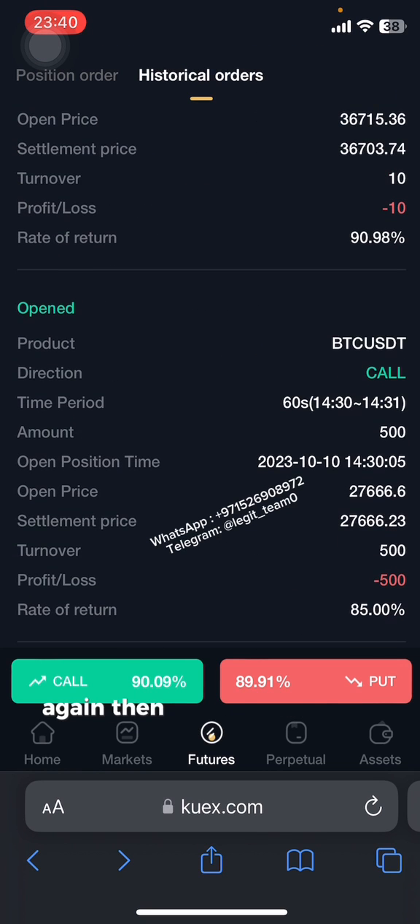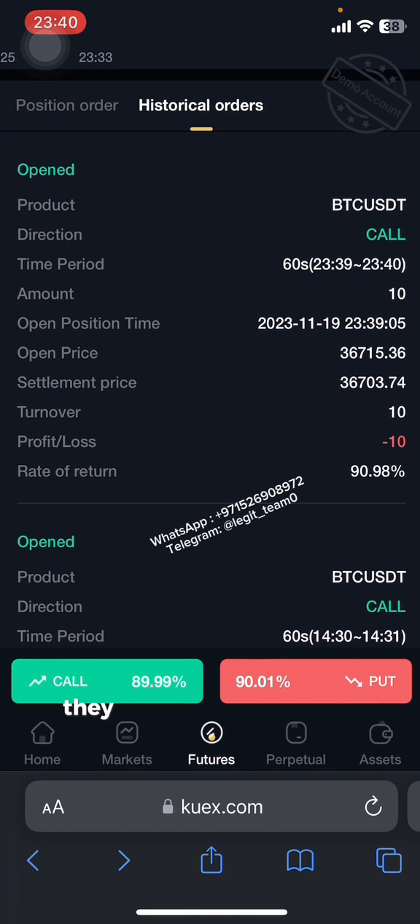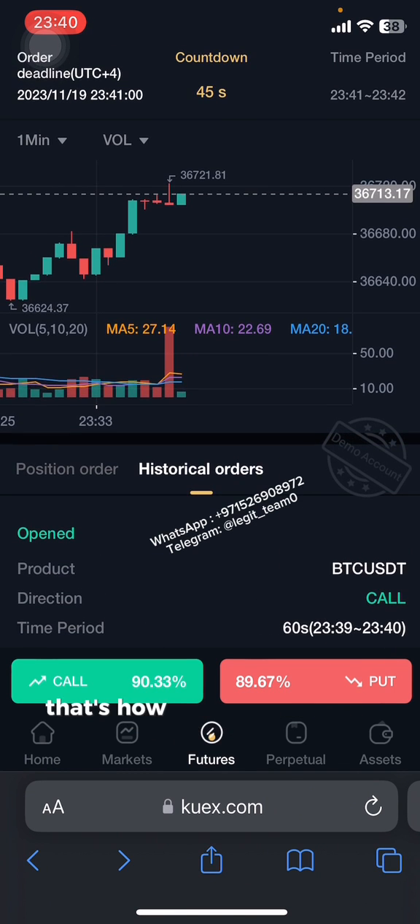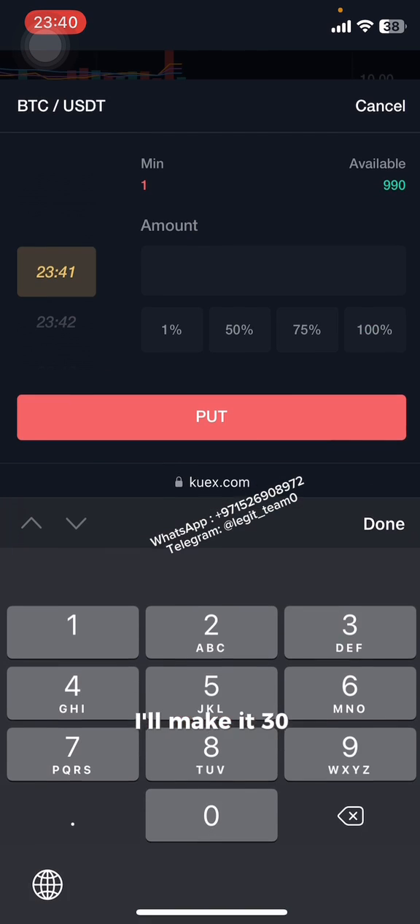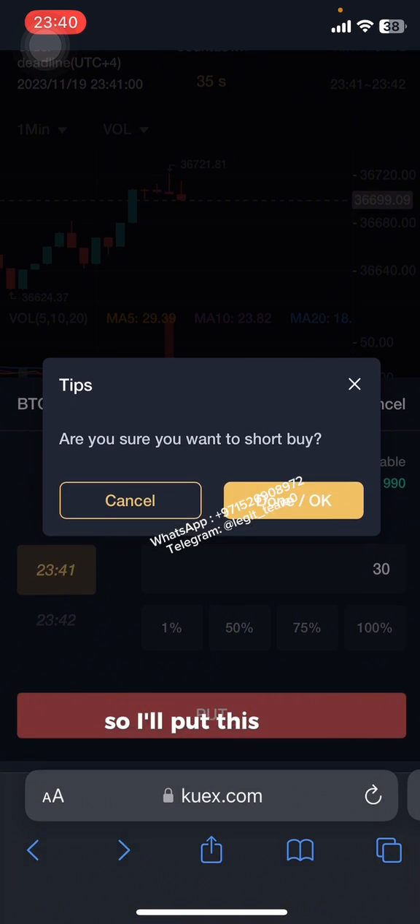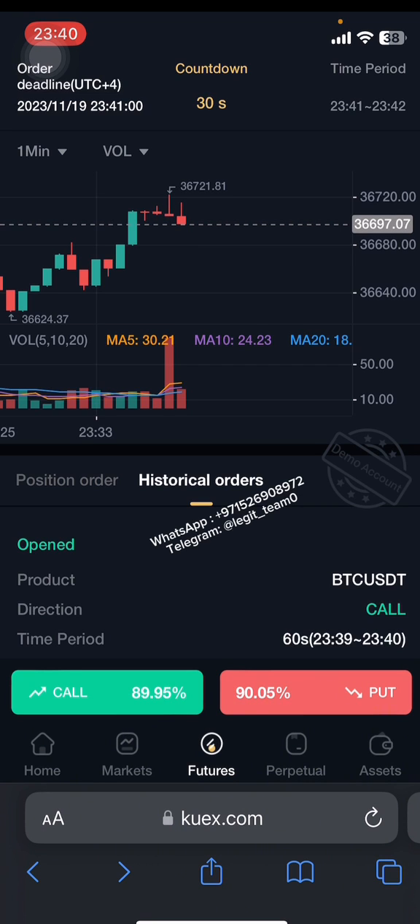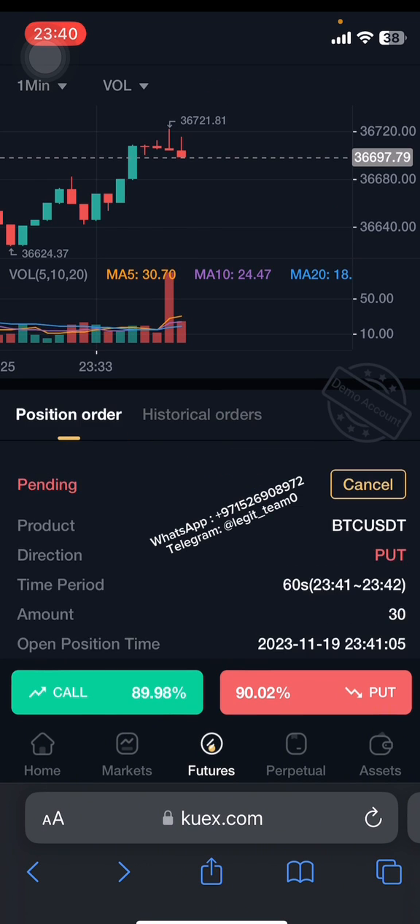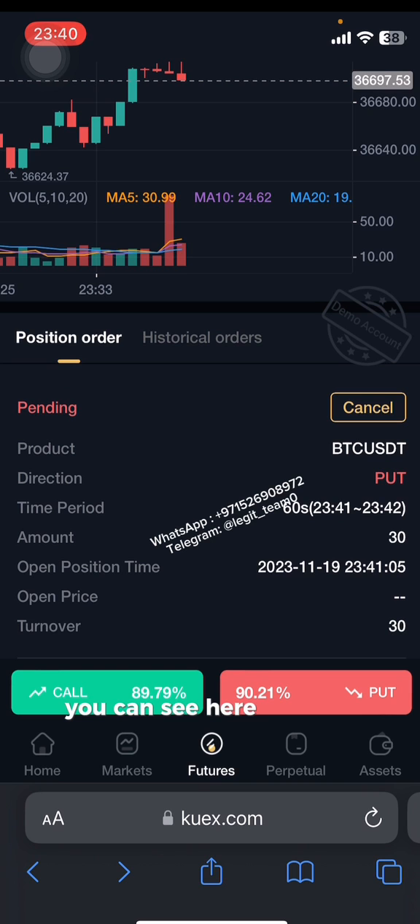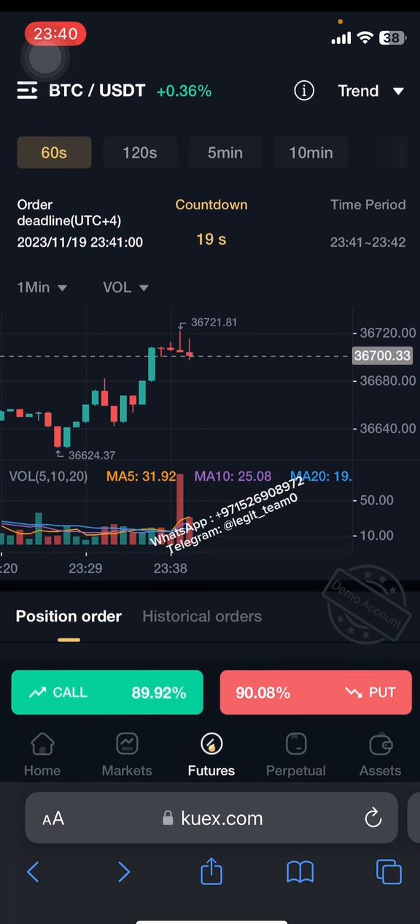Okay, so again they will give second signal, third signal. That's how you're gonna follow. So in the next one, let's go for put. I'll make it 30 because every time it will multiply with 3. Okay, let's show it again. I made a position again, you can see here 23:41. I make it put. Okay, that's how you're gonna do the signal, that's how you're gonna do the trade.